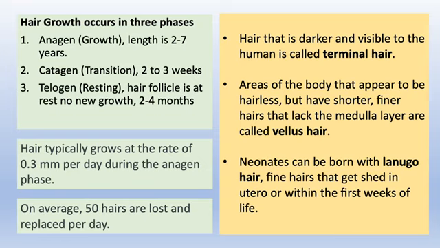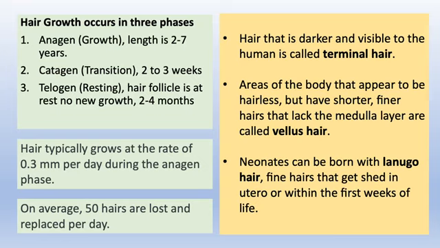Hair that is darker and visible to the human eye is called terminal hair. Areas of the body that appear to be hairless but have shorter, finer hairs that lack the medulla layer are called vellus hair. During puberty, hormones cause vellus hair to be replaced by terminal hair. Then, in the growing male, there will be mustache and beard growth, and hair in the axilla and pubic area in both genders. Again, vellus hair is replaced by terminal hair.